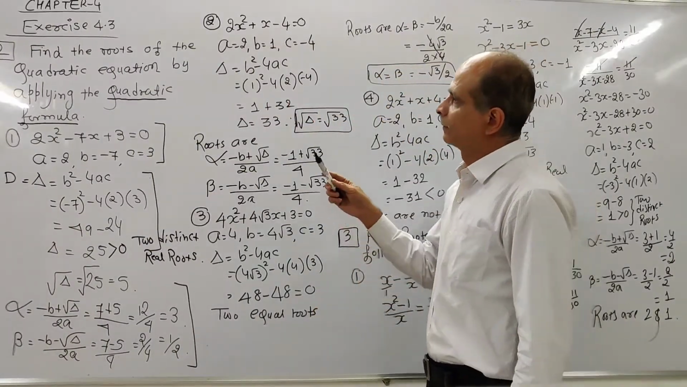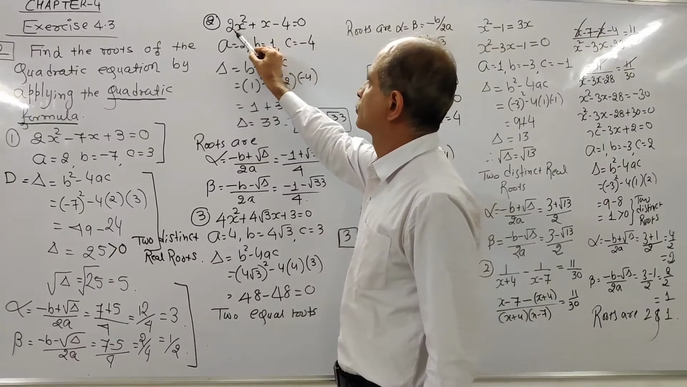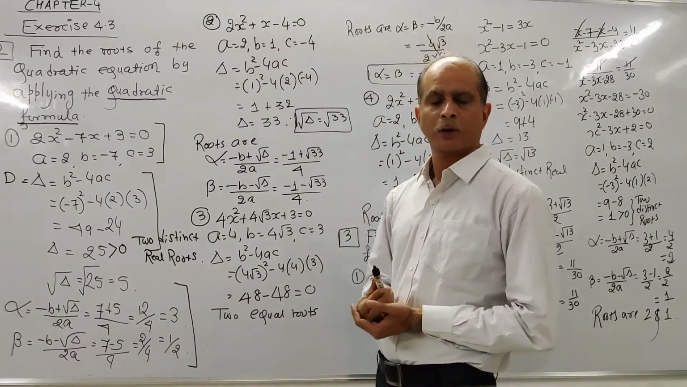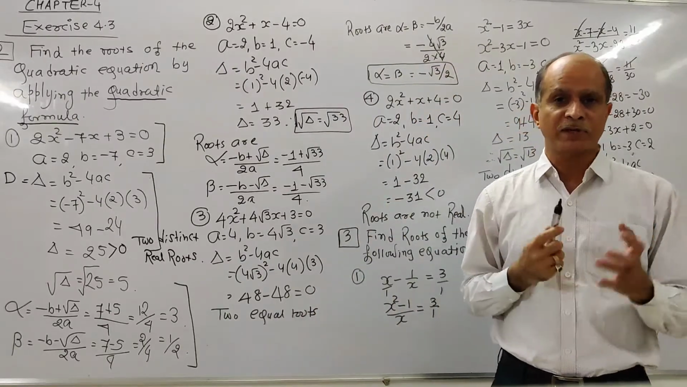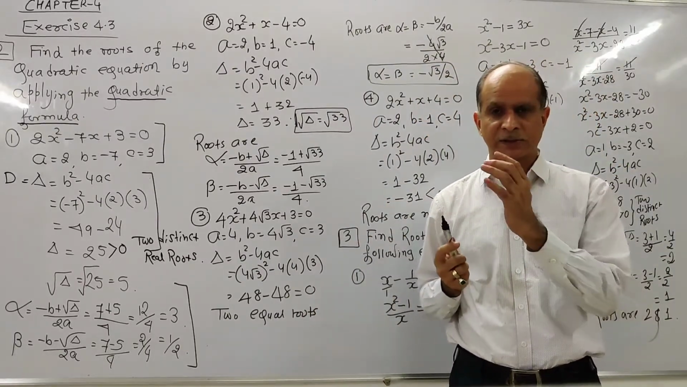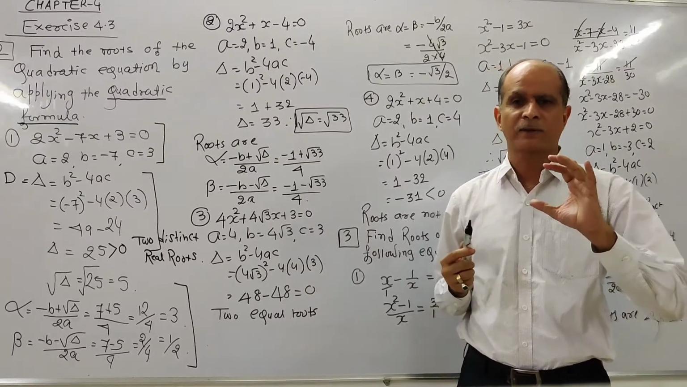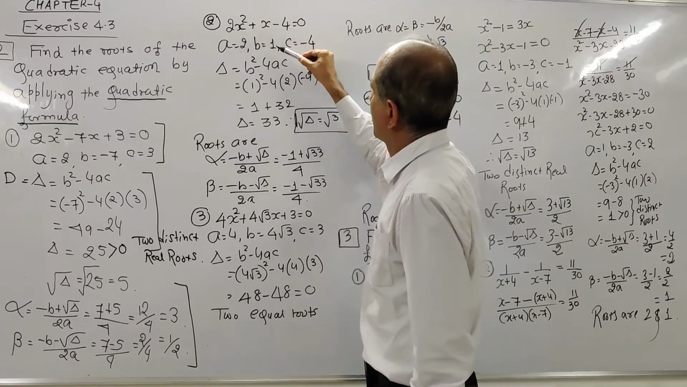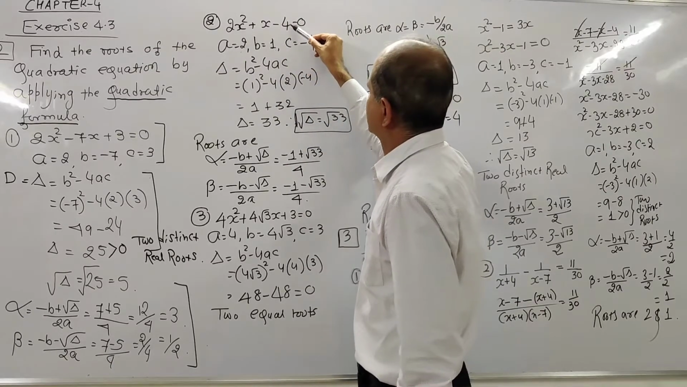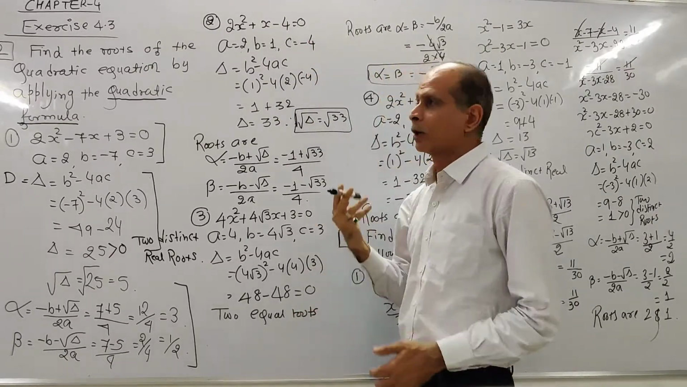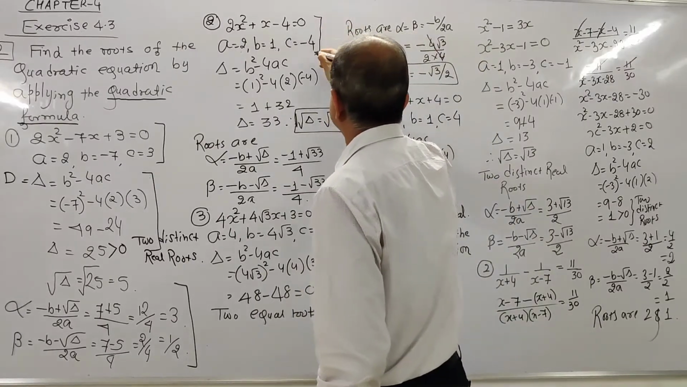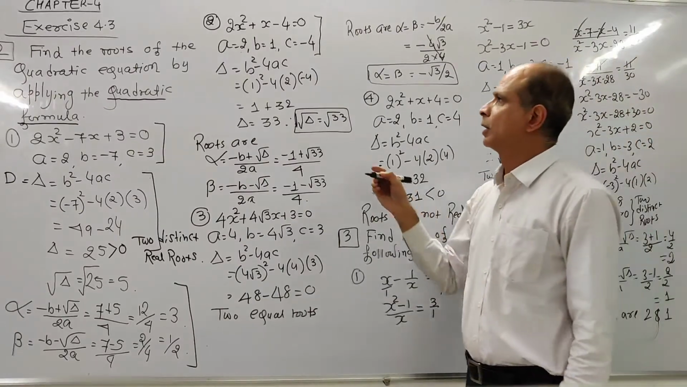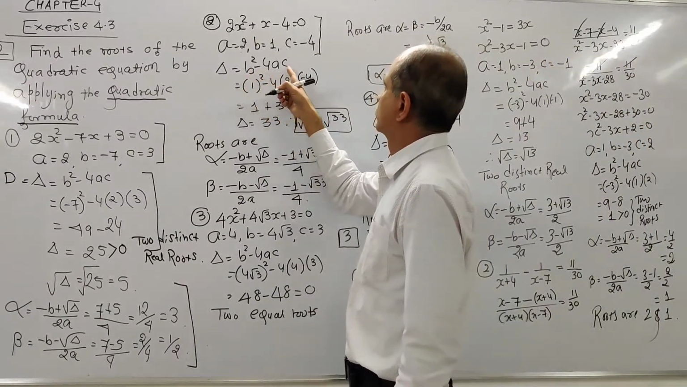Now second example. The quadratic equation is 2x square plus x minus 4 is equal to 0. So if you compare this equation with ax square plus bx plus c is equal to 0, that is the general formula, a is equal to 2, b is equal to 1 and c is equal to minus 4. So this is your step number 1. Now in step number 2, we have to find the value of delta.